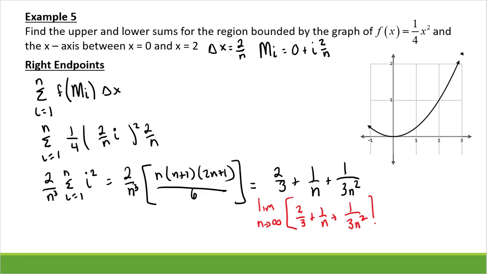Okay, so the key takeaway is that we're using the summation formula to get our area under the curve by using limits. And that's going to be super important to us. One last example.